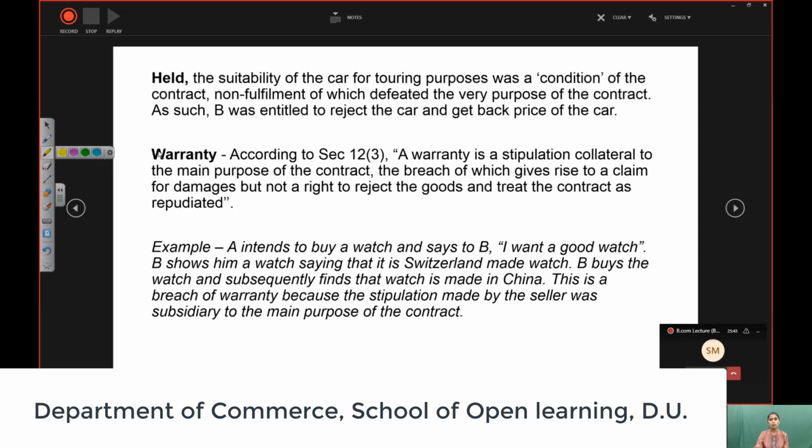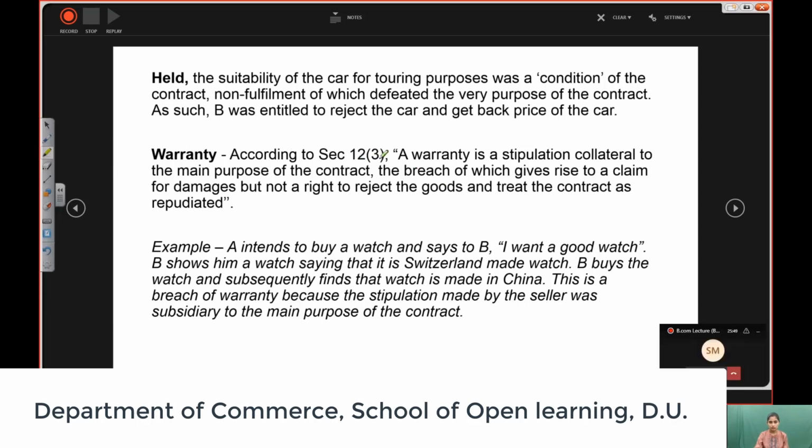Now let's understand what do you mean by the term warranty. According to section 12, subsection 3, a warranty is a stipulation collateral to the main purpose.